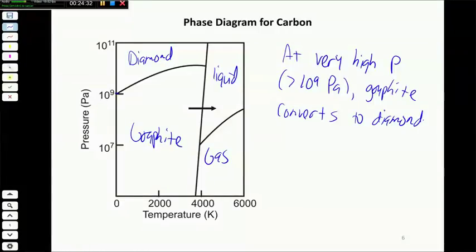Now the other thing that this tells us is that when we're at normal atmospheric conditions, so down around here, 1 atmosphere and the temperatures that we exist in, the most stable form of carbon is graphite, not diamond. And so you've probably heard the advertisements. I don't know if they still have this slogan or not, but the diamond manufacturers say a diamond is forever.